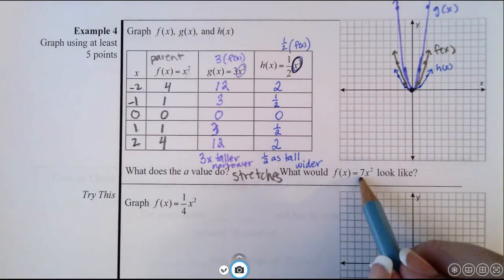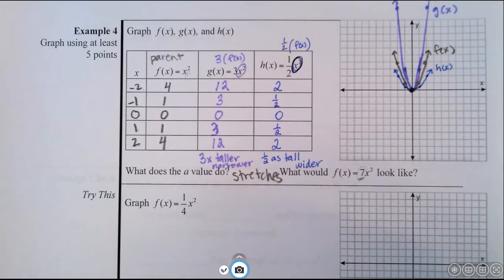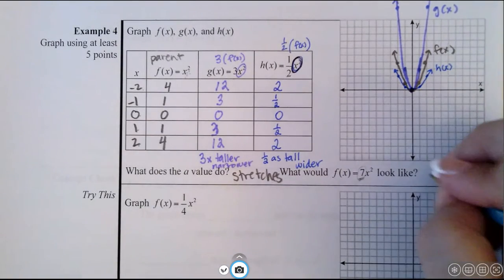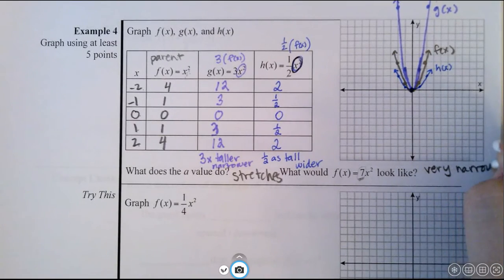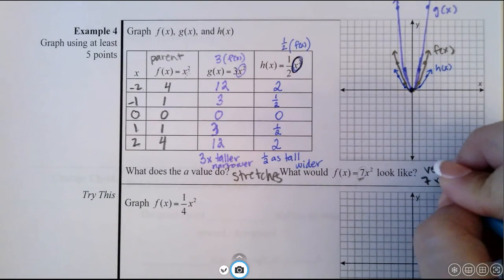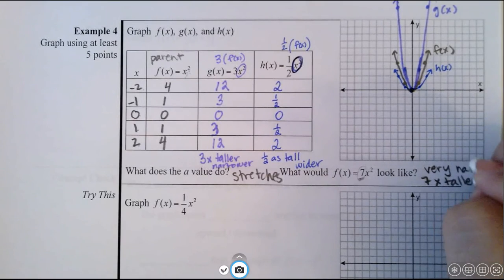What would the graph of 7x squared look like? Well, here we don't have any addition or subtraction. We're looking at the multiplication. If I multiplied it by 7, this would look very narrow, or we could describe it as 7 times taller.